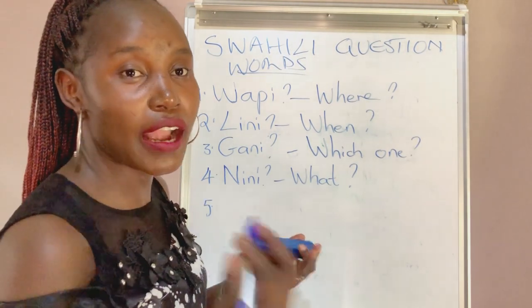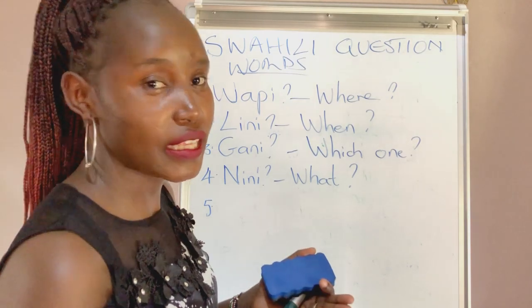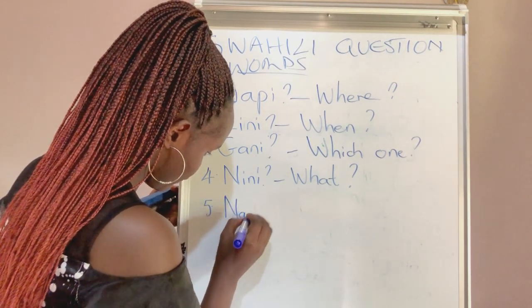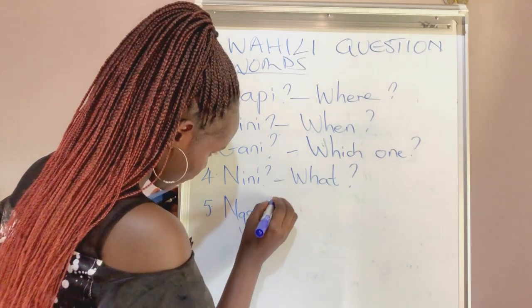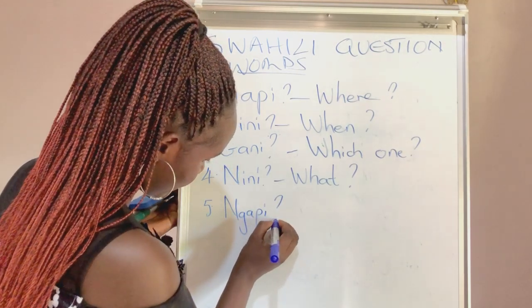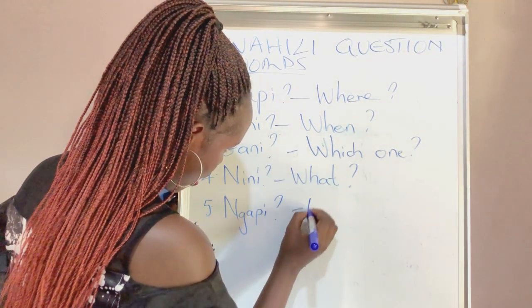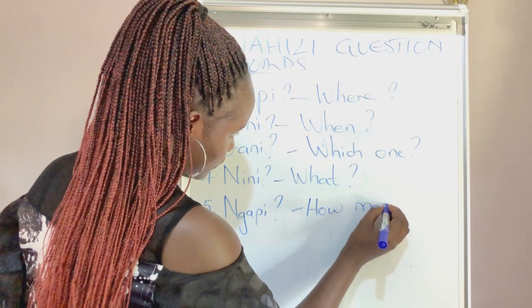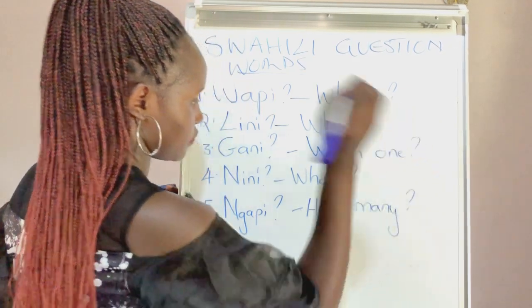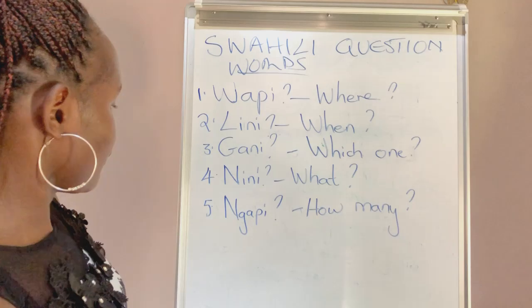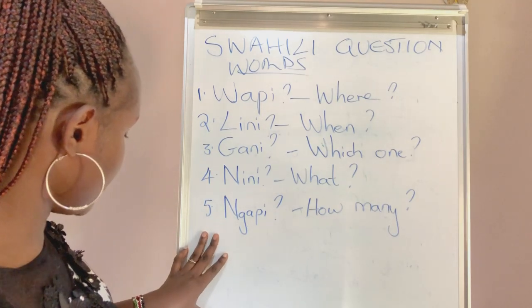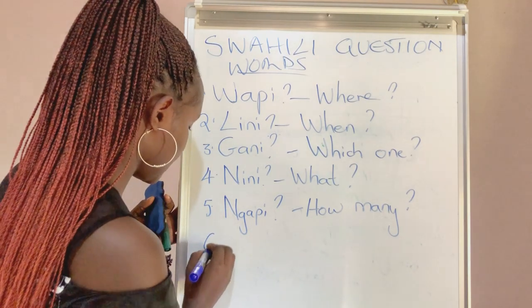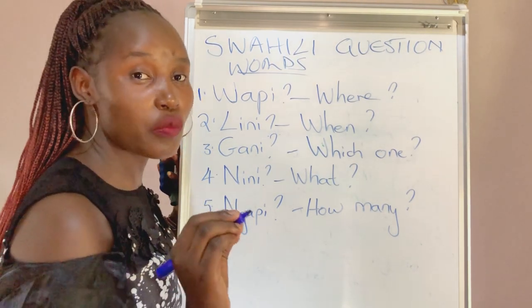Then we have ngapi, to mean how many. The sixth one is nani. Nani to mean who.